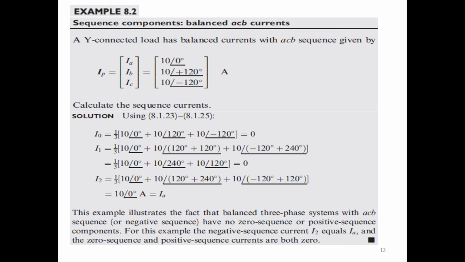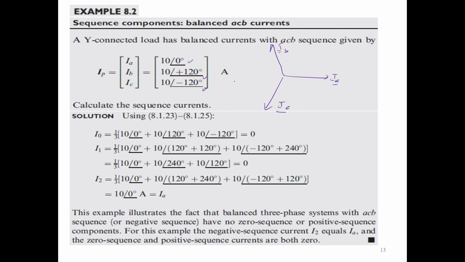Let's see this in a different form. You see that IA, IB, IC are all balanced, of course, because of equal magnitude and the phase displacement is 120. Now you can see that IA is at 0, IB is at plus 120, so IA would be here, and IB is here, and IC is here. So this is IA, IB, IC.